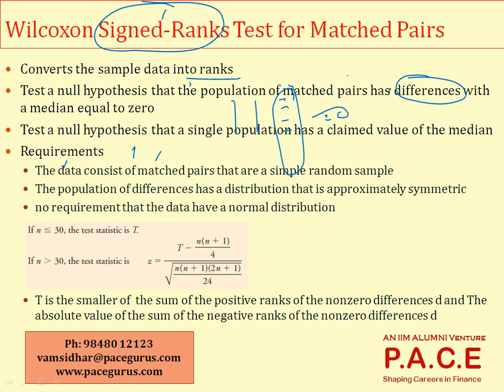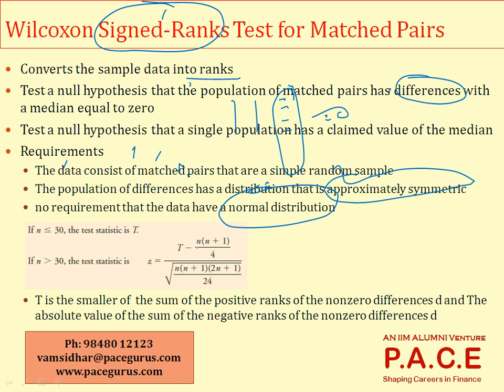Whenever I am taking the differences between the matched pairs, and I check that the median of those differences is 0, I am using the Wilcoxon signed ranks test. Simply put, the two data sets will more or less have the same median. If I want to compare the medians of two different data sets, or compare the median of a data set against a claimed value, just like the way we tested the mean against a claimed value, I have to rely on the Wilcoxon signed ranks test itself. One important thing to understand is that the data does not need to follow a normal distribution, but it should be at least approximately symmetric.